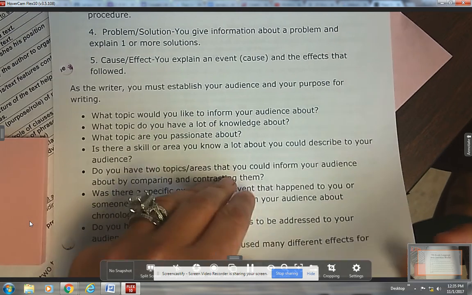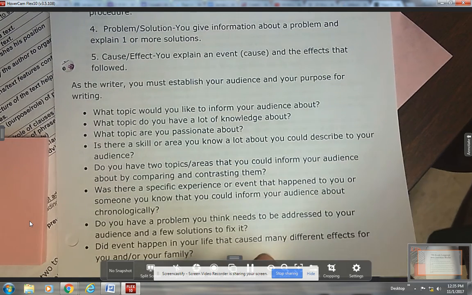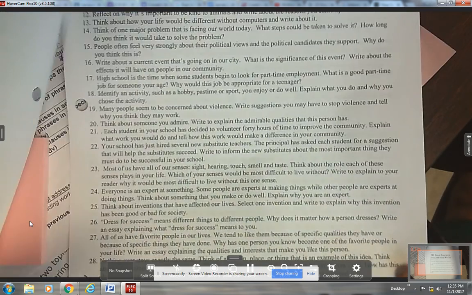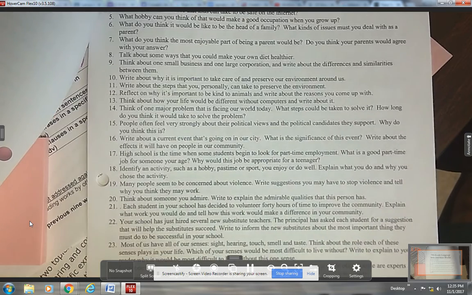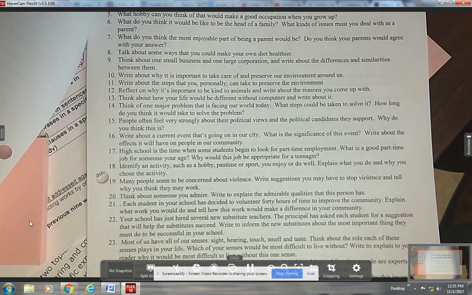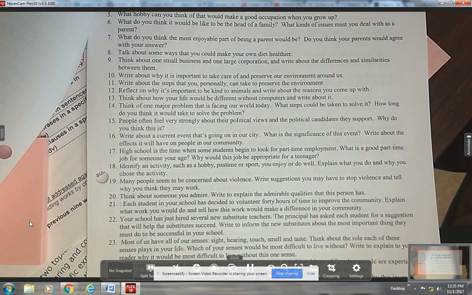Inside this packet, if you really are having a challenging time generating a topic idea of your own, I've listed 51 different informative prompt ideas that you could utilize to help keep your mind in the task of informing, because that's our purpose throughout this unit: to write to inform our audience about some sort of subject that you have your own background knowledge of.